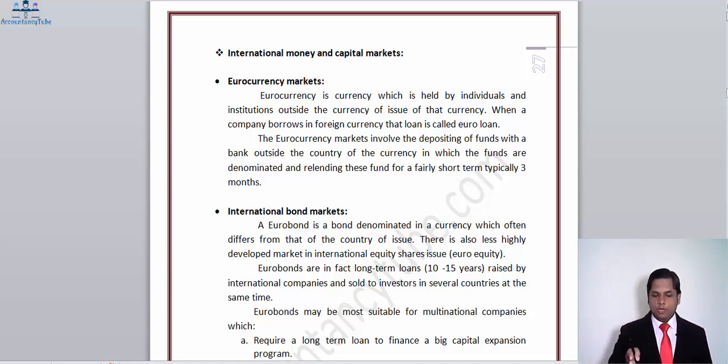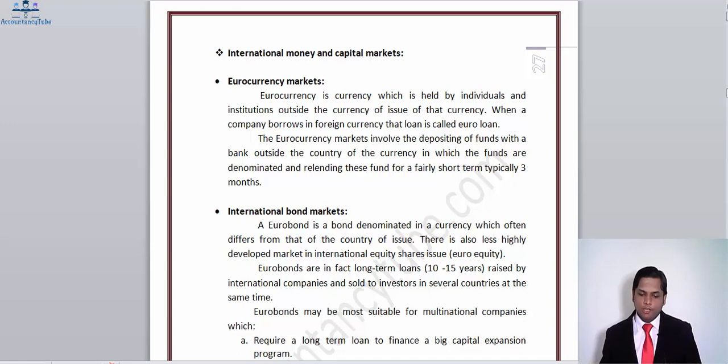Firstly, let's continue with the euro currency markets. Euro currency markets involve the depositing of funds with a bank outside the country of the currency in which the funds are denominated and relending these funds for a fairly short term, typically 3 months.